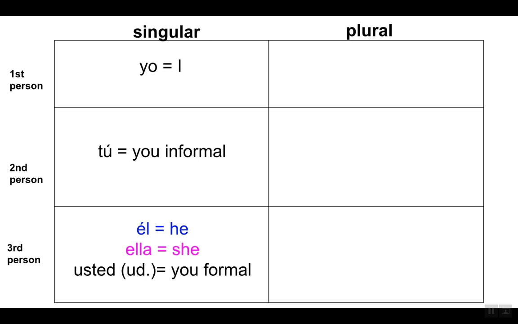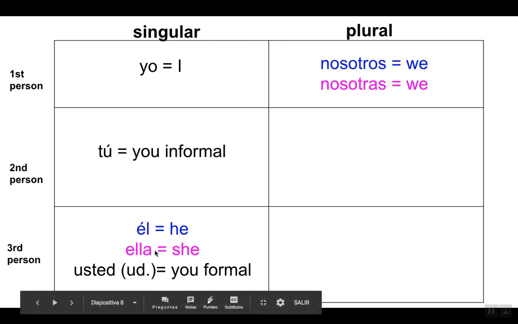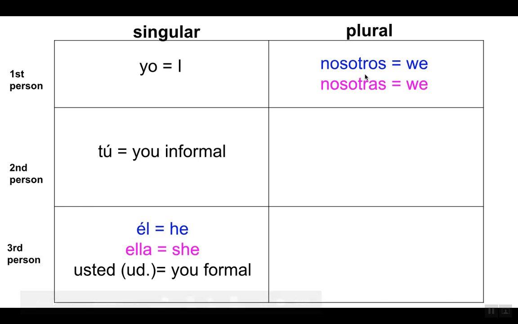Okay? Then we have first person plural. Now we have two ways of saying we, and if you've caught on, we have nosotros with an O in blue, and then we have nosotras with an A in pink. Now if you were looking down here when we were in third person singular, you would notice the same thing. And if you caught on that it's for gender, very good. So nosotros with an O means we for a reference of all boys, and nosotras means we if you're referring to a group of all girls.